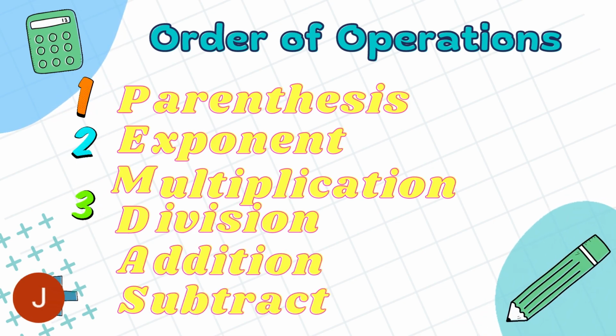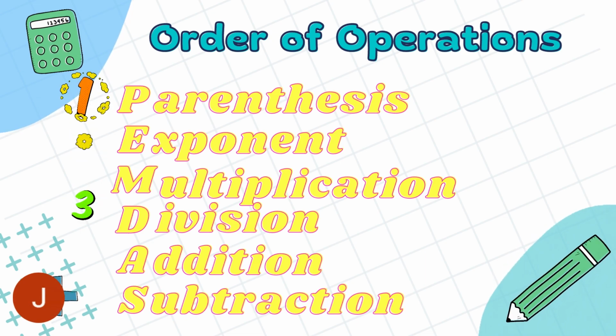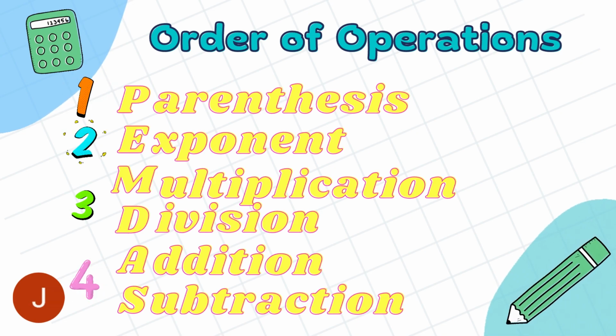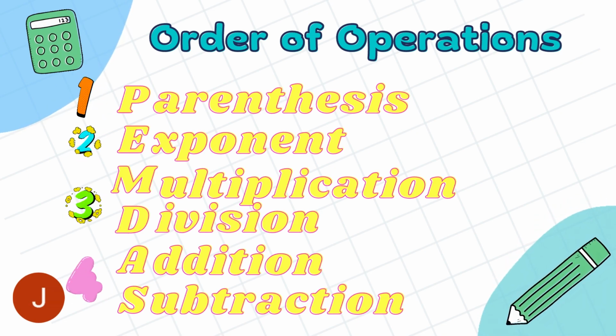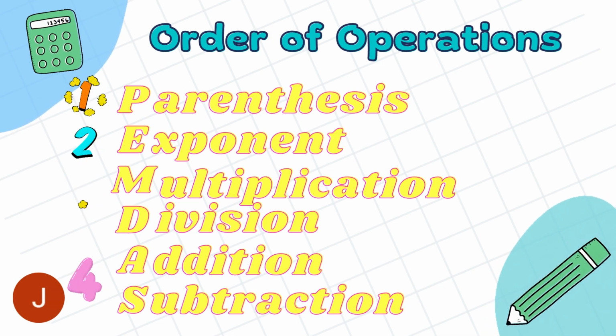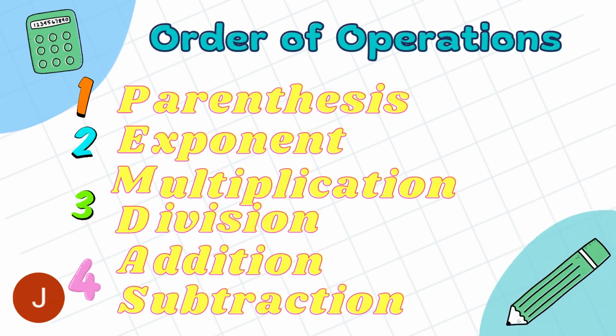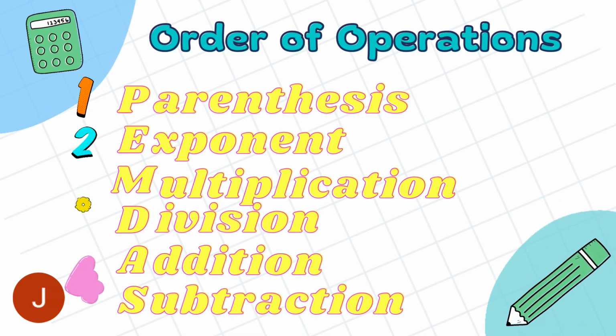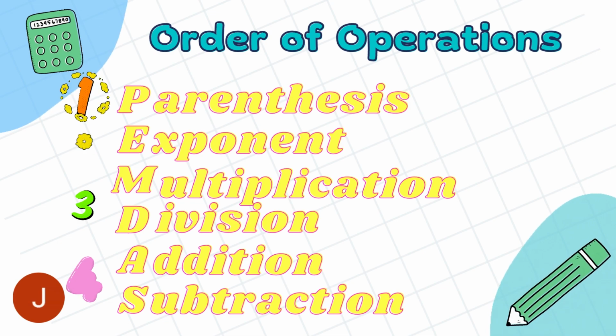The same thing is applied for the addition and subtraction, which stand for the A and the S. They both come in the fourth place. And the same thing that applies for the multiplication and division applies for them as well. Okay, so if I have an expression that has both addition and subtraction, make sure you start with the one that comes first, moving from left to right.